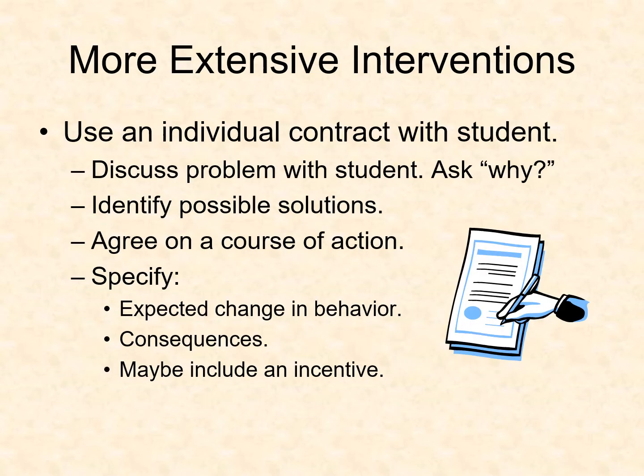If you are experiencing more serious behaviors or a major problem starting to spread around, it may call for more extensive interventions. One of the more powerful interventions that you can use with the student is an individual contract. You can discuss the problem with the student and ask them why. In other words, individually, get them away from the class, conference with them, and rely on the rapport and the relationship that you have with that student.